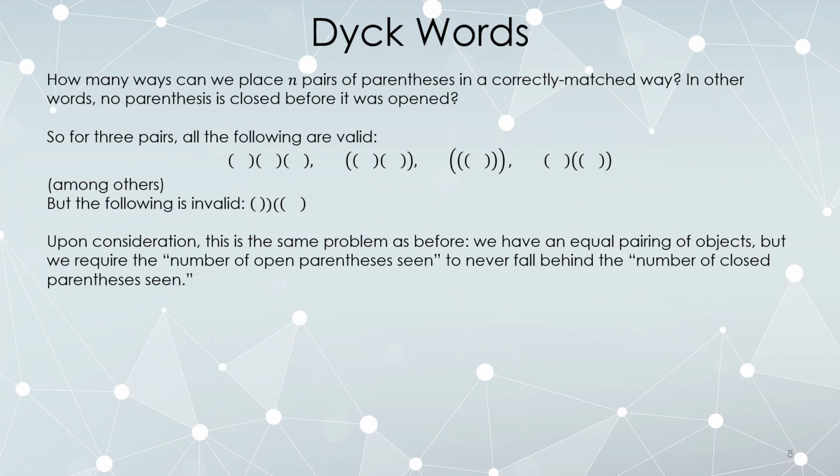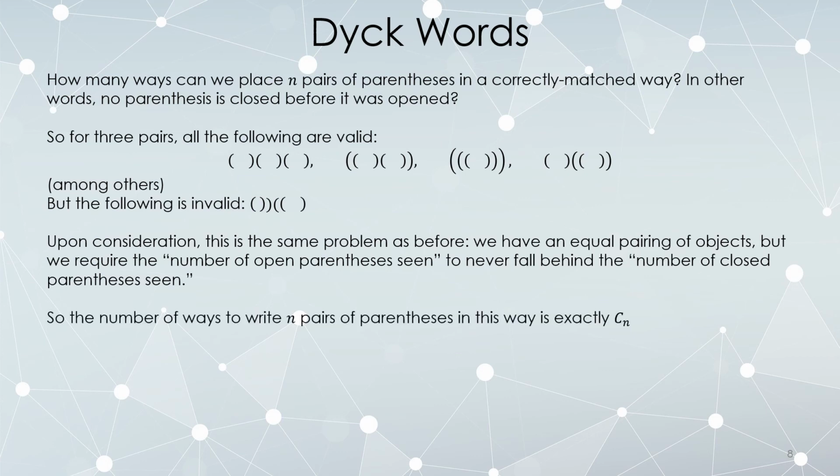If you think about it, this is basically the same problem as before about counting lattice paths. We have equal pairings of objects. An open parenthesis and a closed parenthesis, for example, could be votes for different candidates. And what we're saying is the number of open parentheses seen must always be at least as large as the number of closed parentheses seen. If the first vote is an open parenthesis, which it has to be, we require the number of opens to never be less than the number of closed. So this is actually the same as the ballot counting problem, and therefore the same as Catalan numbers. So the number of ways to write n pairs of parentheses in this syntactically valid way is exactly the nth Catalan number.